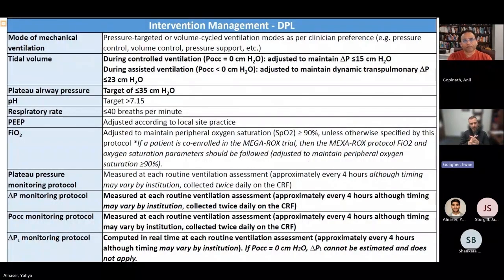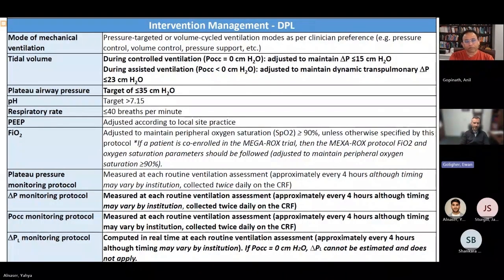Okay, so in this arm, here's how the ventilator should be set. Again, mode of ventilation is up to you, pressure targeted or volume cycled modes according to your preference and usual practice. But regardless of the mode, the tidal volume needs to be set as follows. In a controlled mode, with a POC of 0, the plateau pressure is measured and the tidal volume is adjusted to ensure that the driving pressure is at or below 15 centimeters of water.